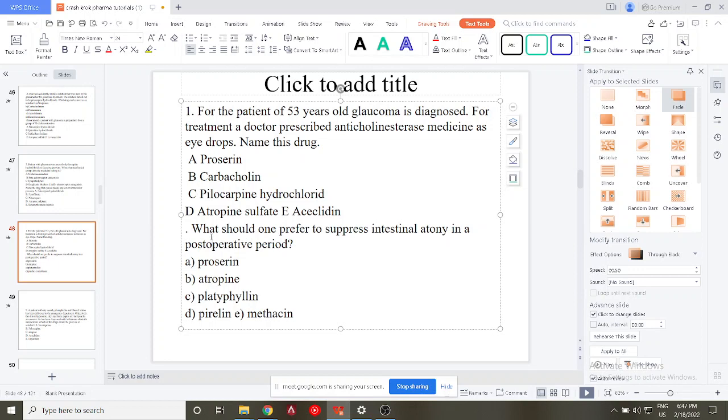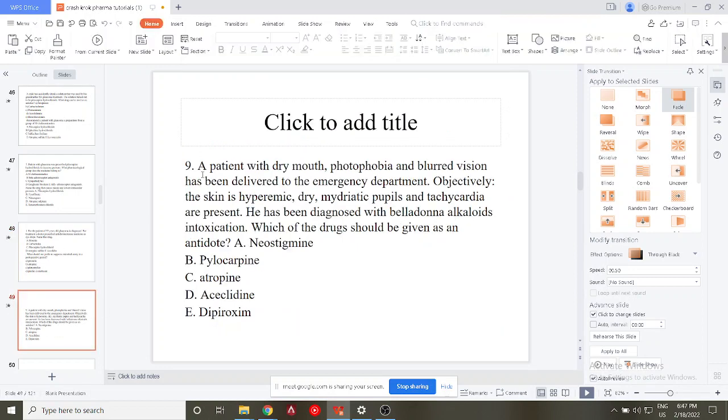Anyone can read an answer. What should one prefer to suppress intestinal atony in a post-operative period? Proserine. Yes, that's correct. Good job. So what's atony? Is it loss of muscle tone? Yes, that's correct. Okay, next question.